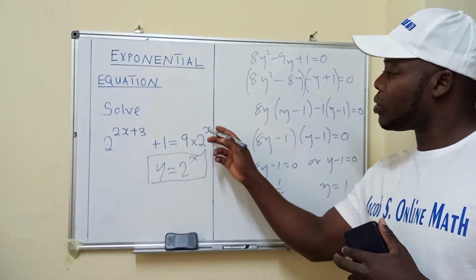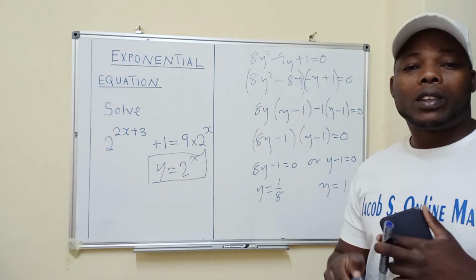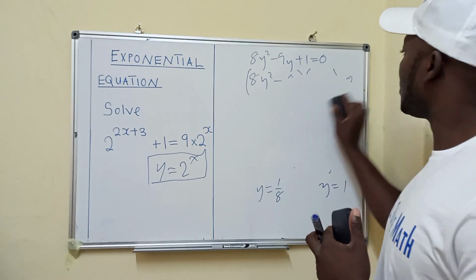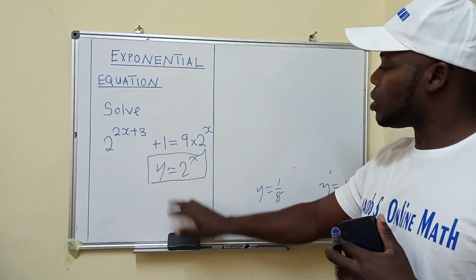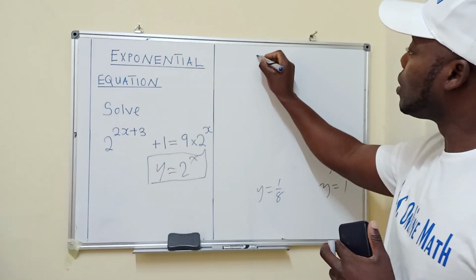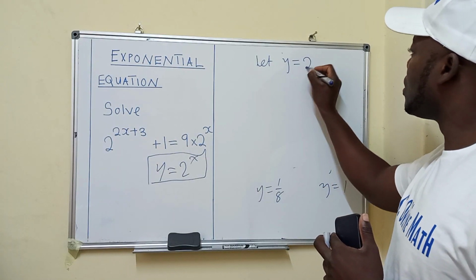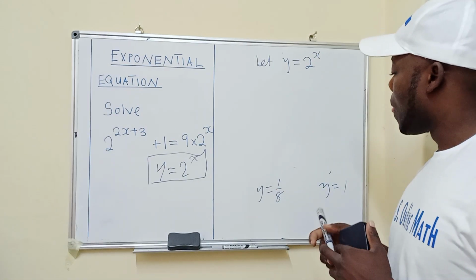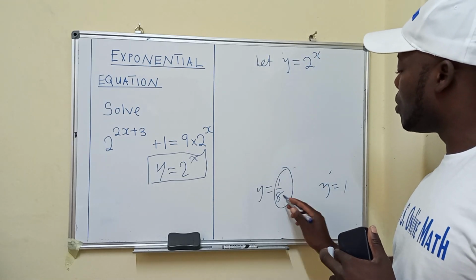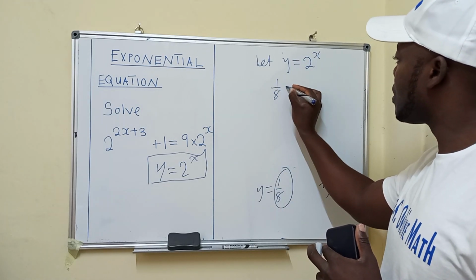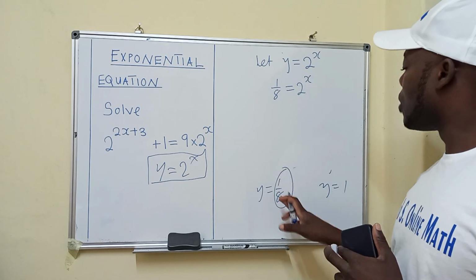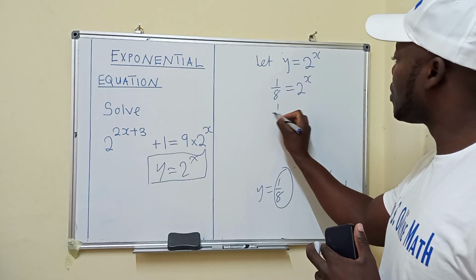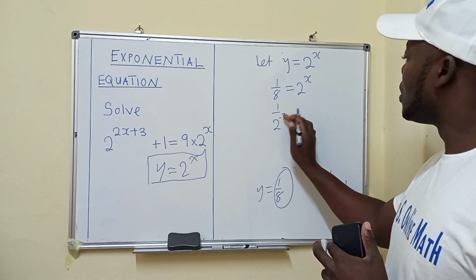What are we solving for? We're solving for x. So what are we going to do next here? Is now to get this. Remember we said let y be equal to 2 power x. This one. So now we have found one of the values of y, which is here. So we say 1 over 8 is equal to this. We now solve for x, laws of indices, balance the bases. Okay.